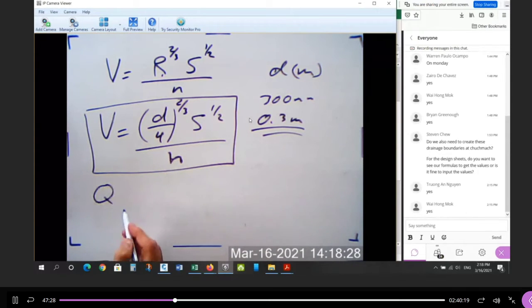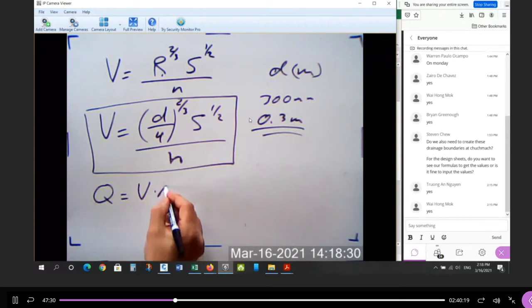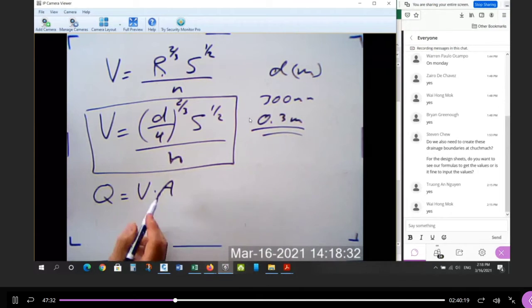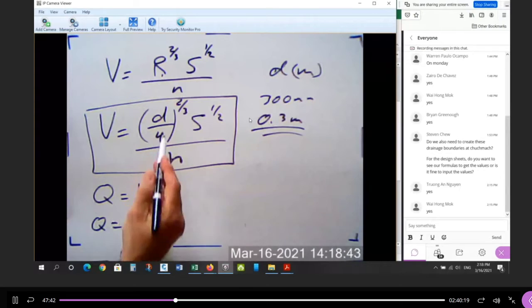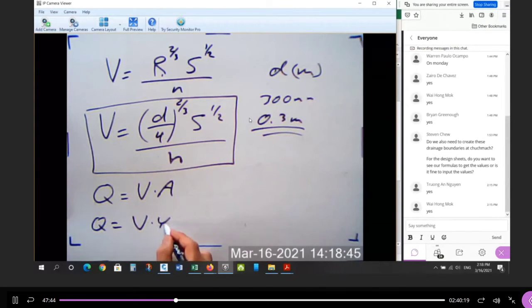Okay, and then Q is simply V times the cross-sectional area, and the cross-sectional area is going to be the area of a circle, right? So pi r squared. So Q is equal to V. Once you calculate V, you can multiply by pi, and instead of r squared, you can take D over 2, the diameter divided by 2, squared, which is just the radius.